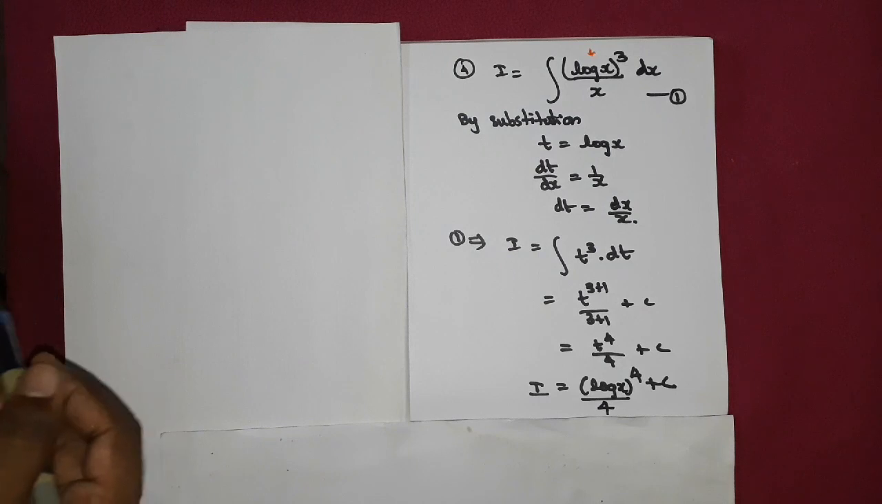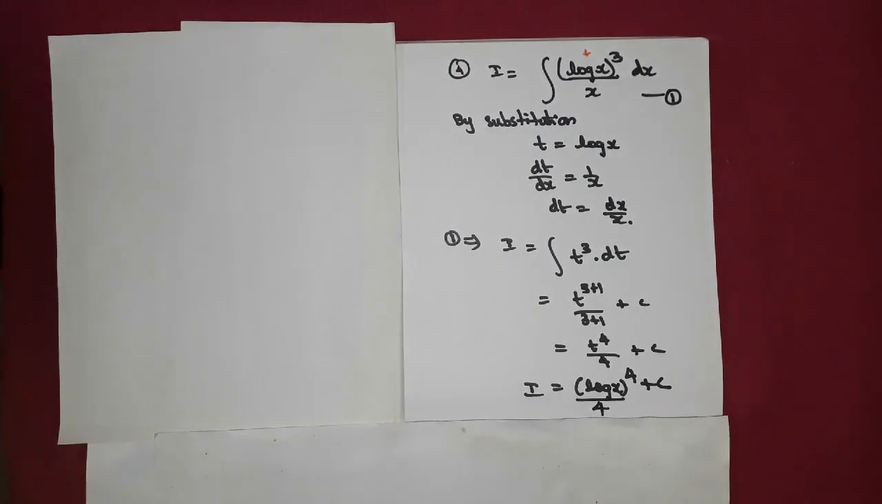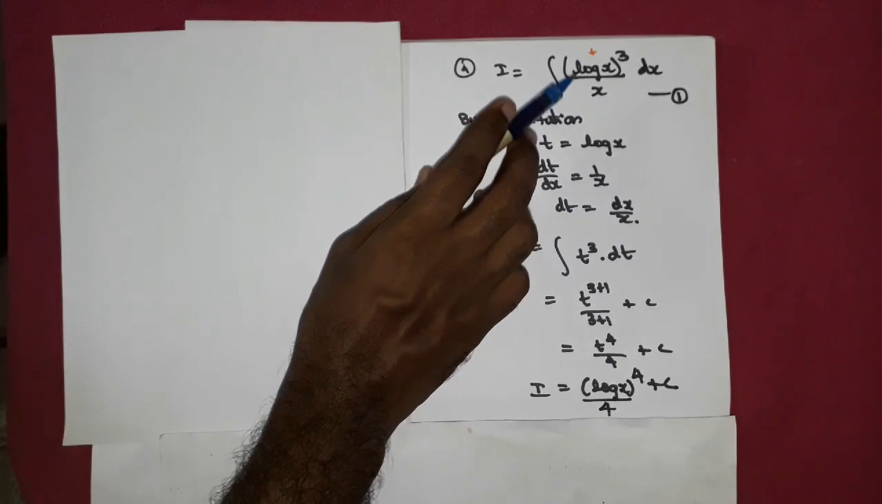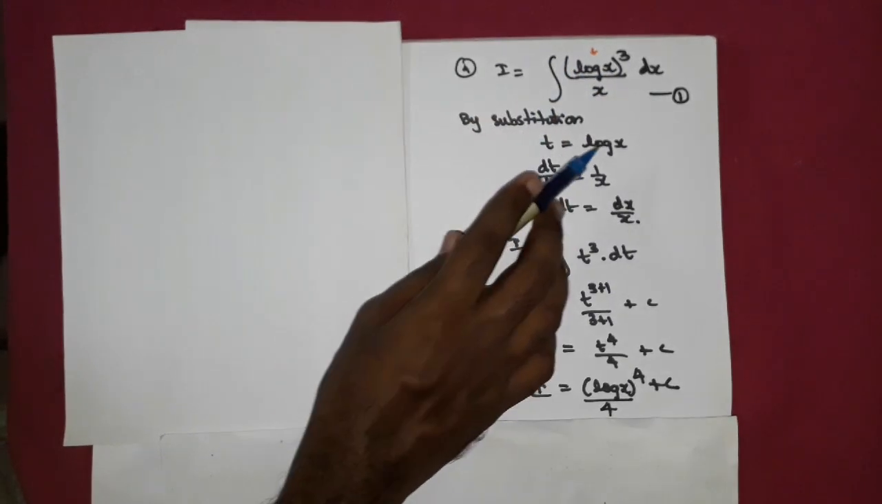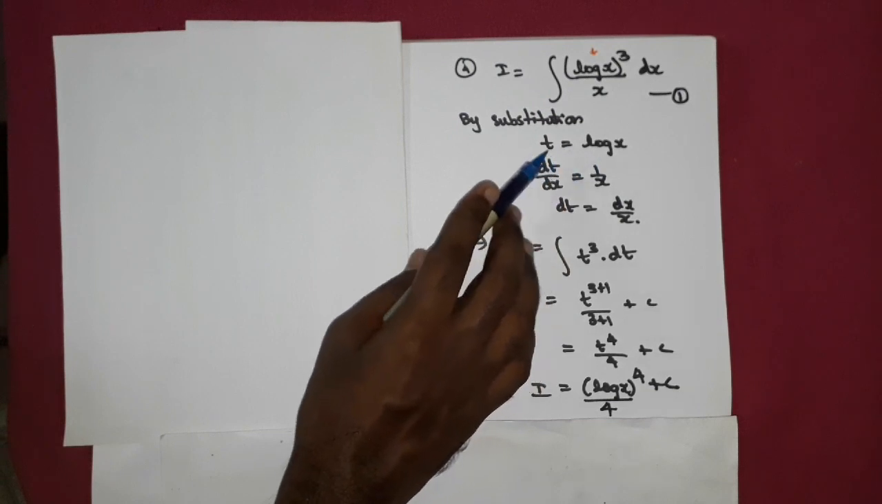So we can apply the substitution method. So when can we apply the substitution method? When a function and its own derivative lie in the same integral, then only we can apply. So here the composite function is log x the whole cube. But which one is the innermost of that? Log x. So you take it as t. So log x is named as t.